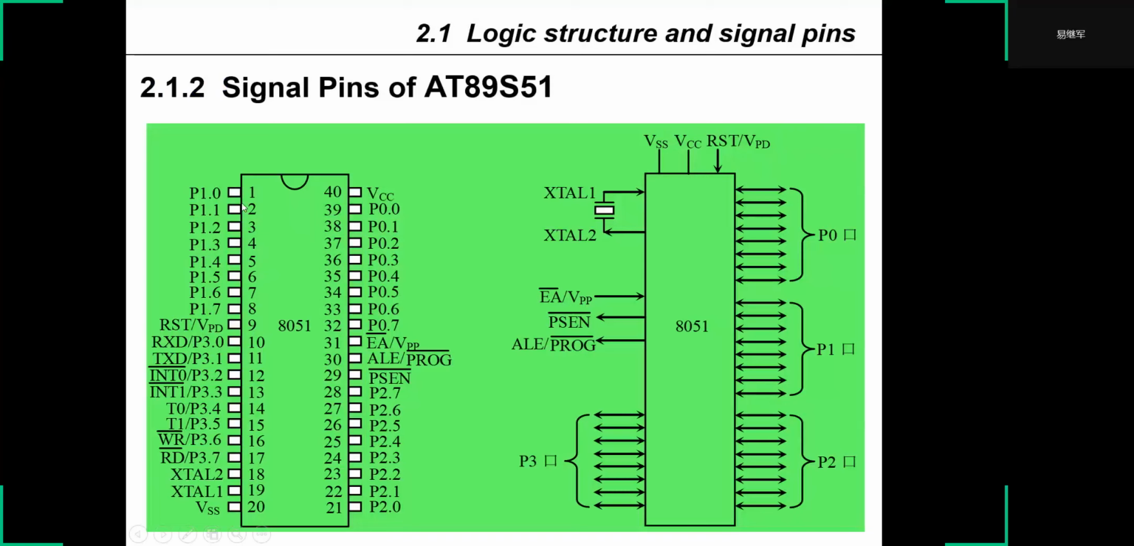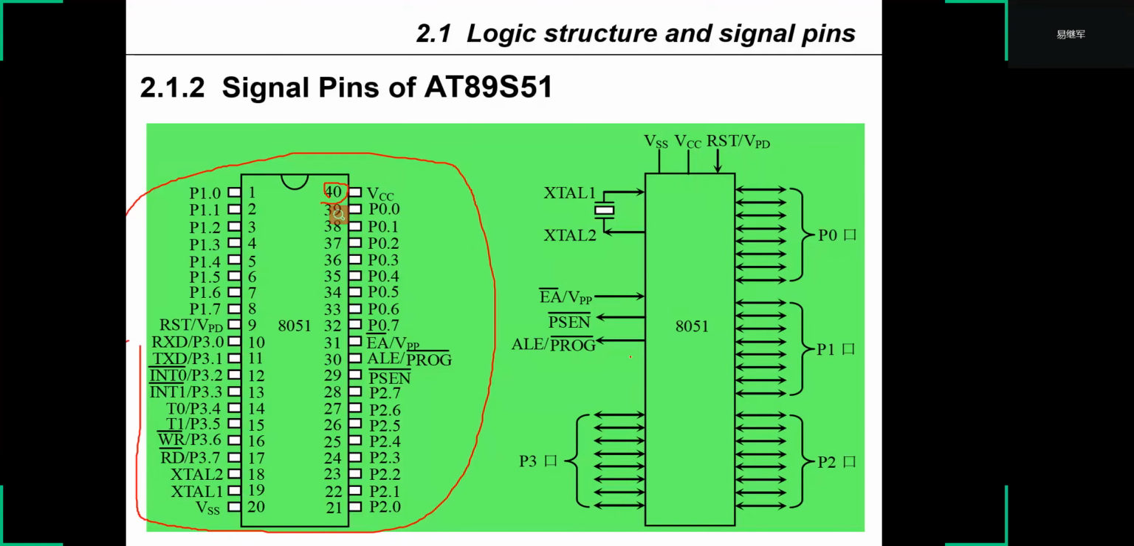Functions of the pins. You can see this is an 8051. There are 40 pins.